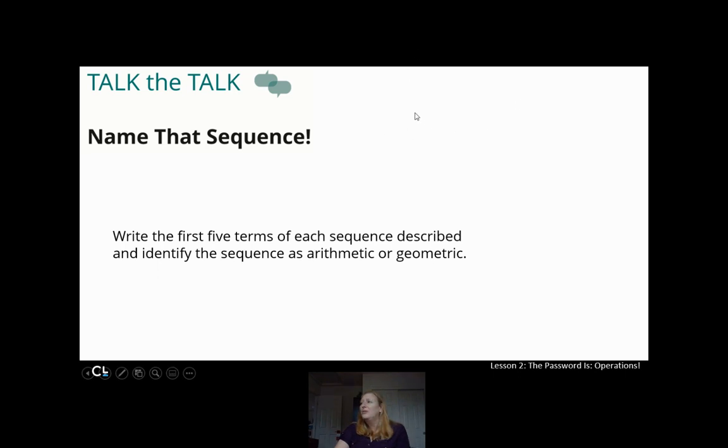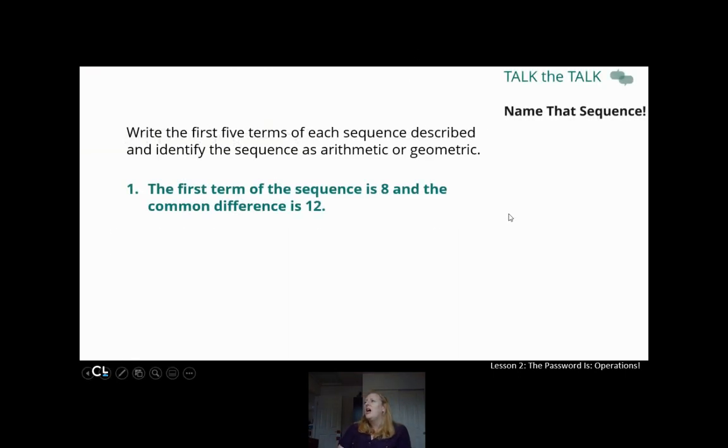How'd you do? We're on the first one on page 108. The first term of the sequence is 8, and the common difference is 12. That means I need to add 12 every time. So d equals 12. 8 plus 12 is 20, plus 12 is 32, plus 12 is 44, plus 12 is 56. And since we're adding 12 every time, this sequence is arithmetic. Yes, it is.